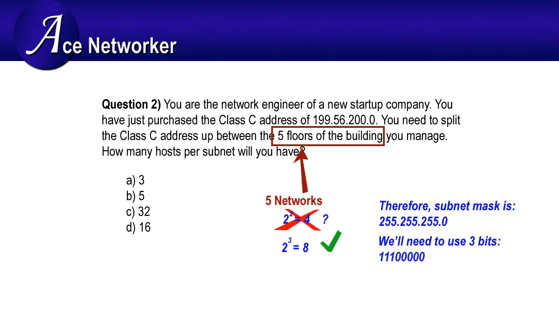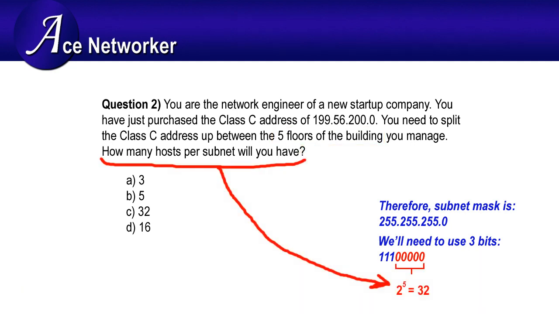3 bits on a subnet mask look like this when written out in binary. This leaves 5 bits over here on the right for the hosts. Since there are 5 bits and each bit can represent one of 2 values, we use, surprise, the power of 2 again. So 2 to the 5th equals 32. And basically that's the same as saying 2 times 2 times 2 times 2 times 2.